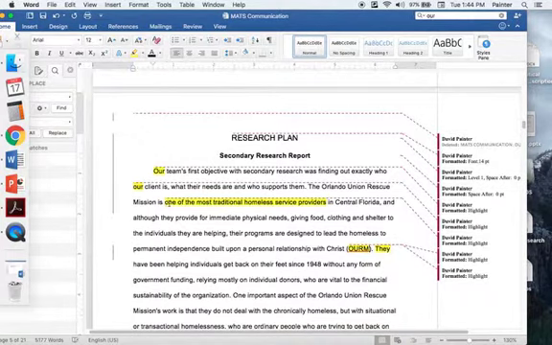"The Orlando Union Rescue Mission is one of the most traditional homeless service providers." What does that mean? One of the most traditional. I don't know what that means. "They have been helping individuals get back on their feet." Back on their feet. That's a colloquial expression or a cliche.